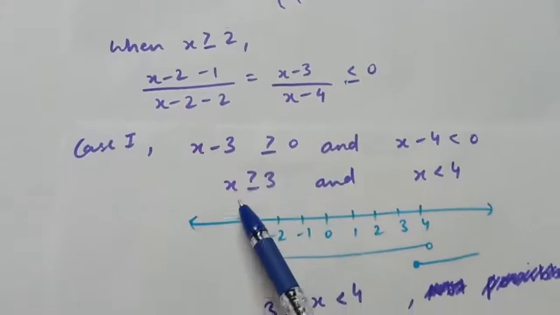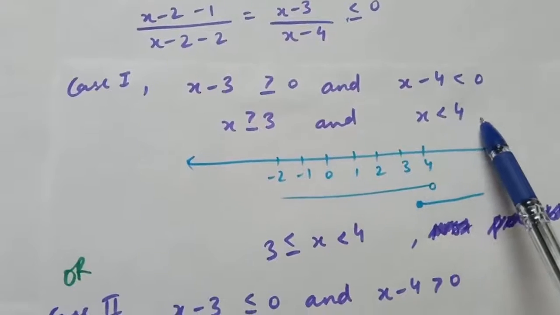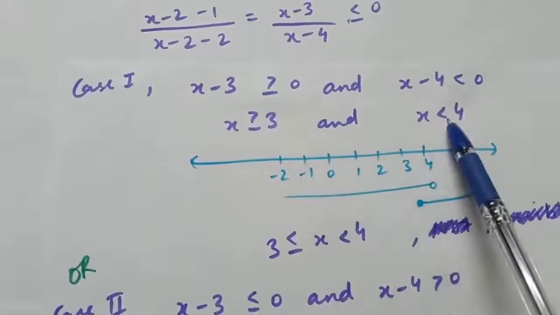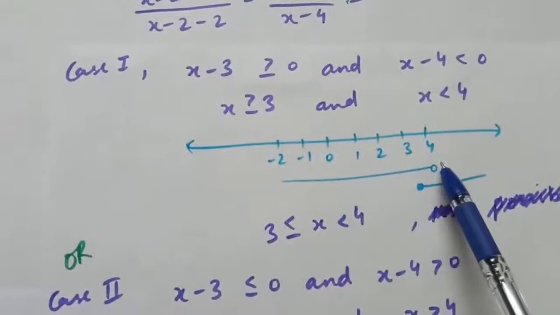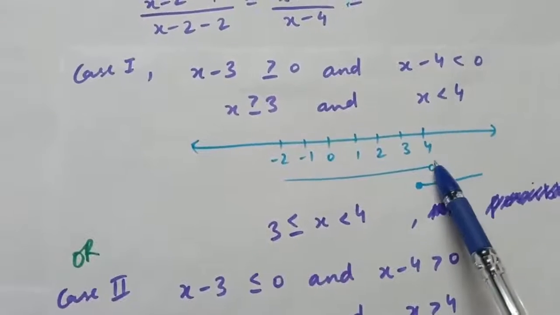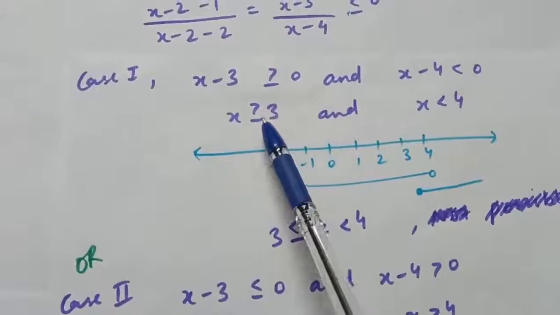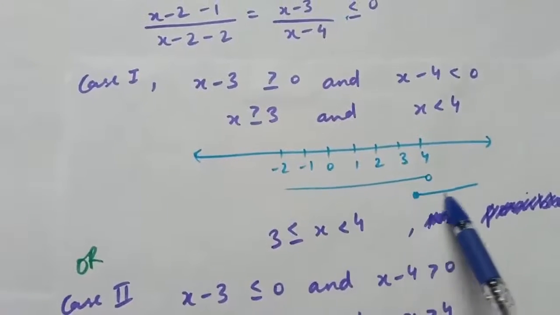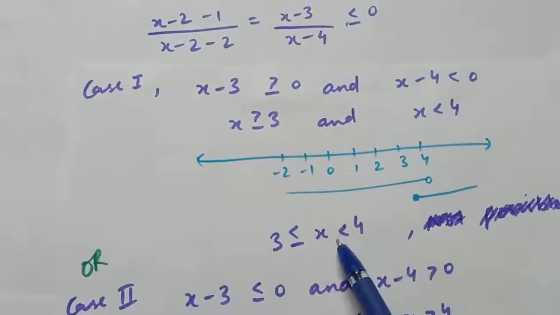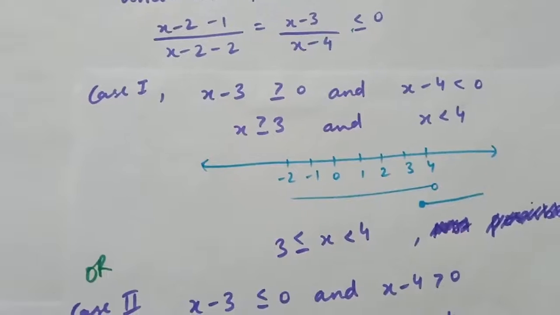Now solving this, x is greater than or equal to 3 and x is less than 4. We have to take the intersection of these two. So the intersection will be, equality is not there, only less than 4. Therefore open circle, and on this side, and for this greater than or equal to 3. So the intersection will be x is greater than or equal to 3 and less than 4.